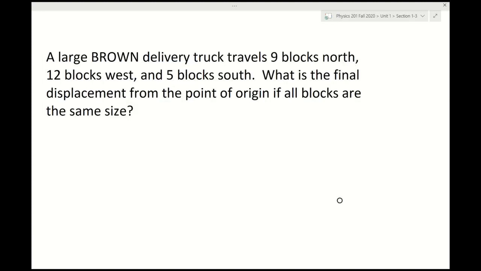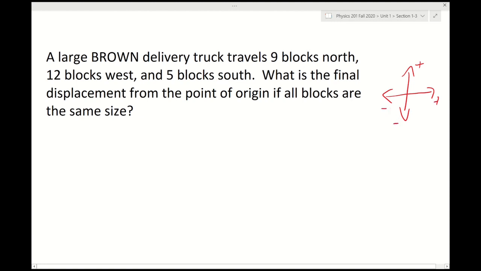So if we have a large brown delivery truck that travels 9 blocks north, 12 blocks west, and 5 blocks south, what is the final displacement from the point of origin if all the blocks are the same size? So using our common definitions and comparing those to a compass rose, north would tend to be positive, east would be positive, south and west would be negatives.